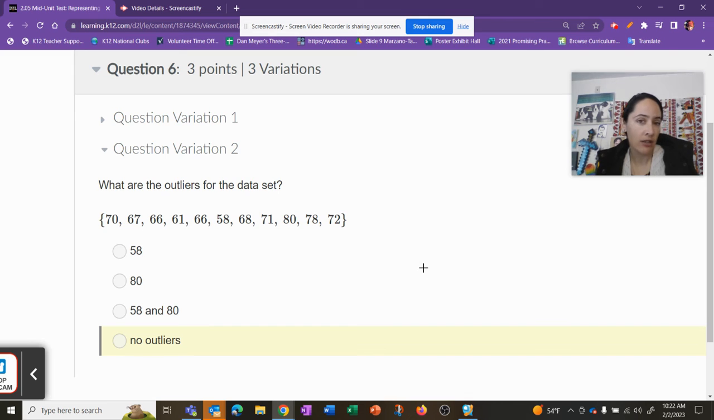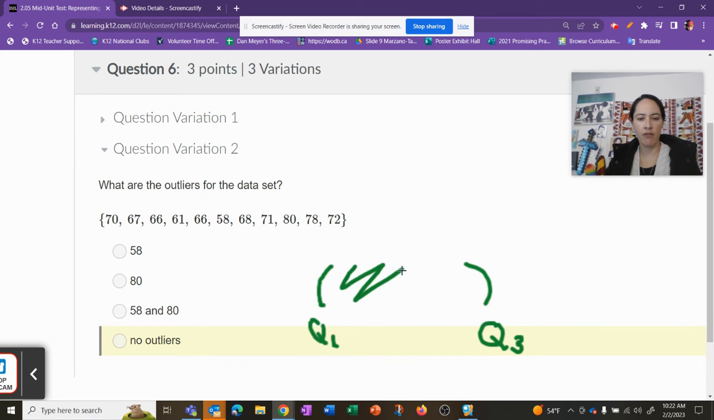Now we have a mathematical equation. We're not just looking at the data and being like, that looks far enough away, well, let's throw it out. No, you need to think about it. If we take the middle 50%, from Q1 to Q3, this is our middle 50% of our data. Half of our data is between those two numbers.